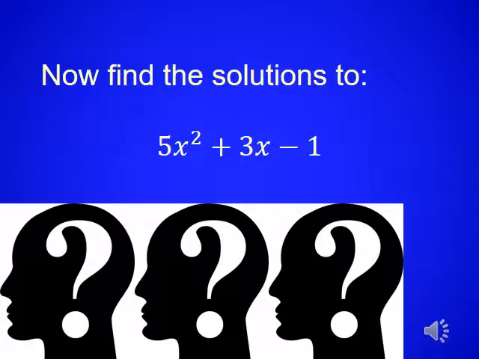So here's one more problem. Again, we're going to find the solutions, and it says find the solutions to 5x squared plus 3x minus 1. And I'll let you look at that for just a second, although honestly, not all that long.